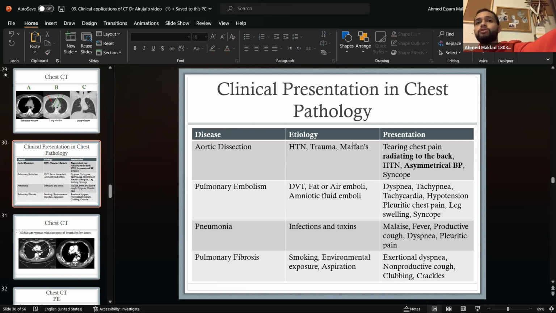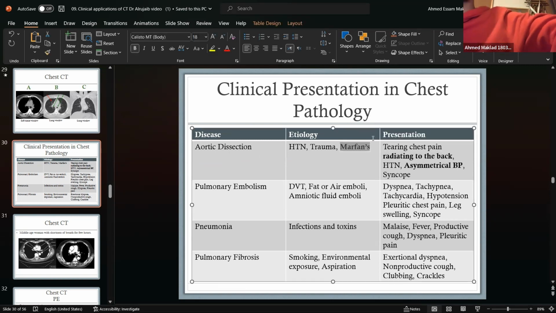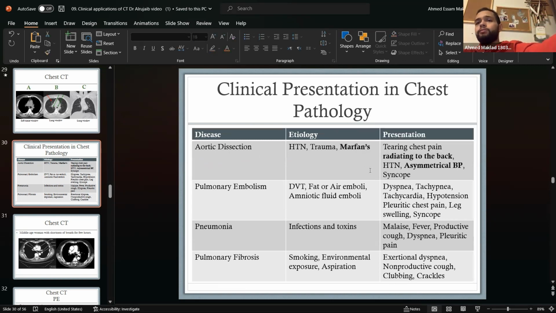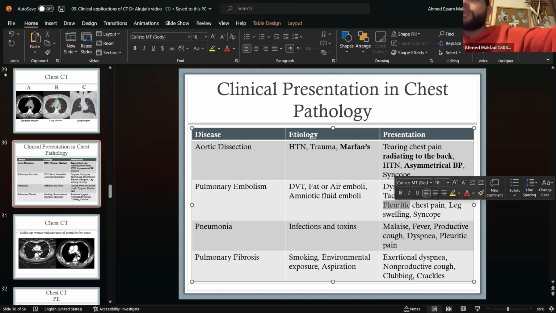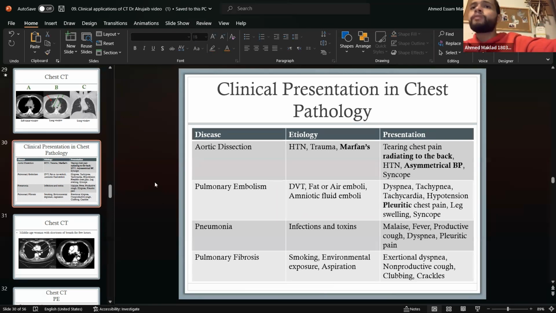Aortic dissection is also very common in Marfan syndrome, and actually the most common cause of death in Marfan syndrome is aortic dissection. You have pulmonary embolism, very common in hypercoagulable states like malignancy and pregnancy. Those are hypercoagulable states. So pulmonary embolism from DVTs are very common, right? Pleuritic chest pain is very common in these patients.